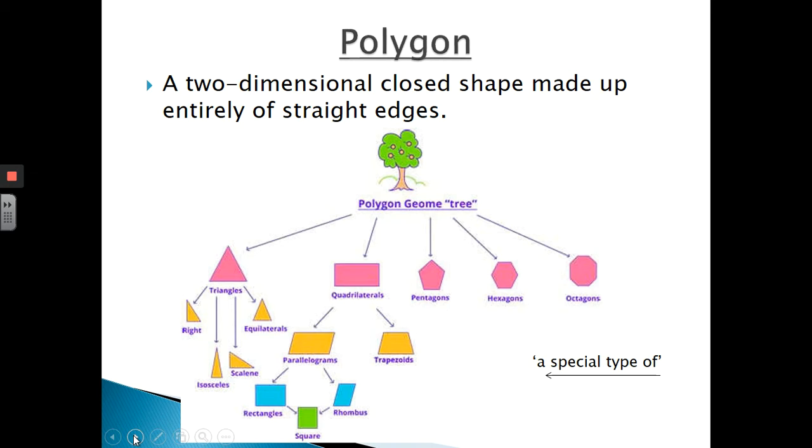A parallelogram is a special type of rectangle. And why is that? Try and think about what properties are the same, what they have in common. All of those shapes are types of quadrilaterals. So what do they all have in common? What is the same?